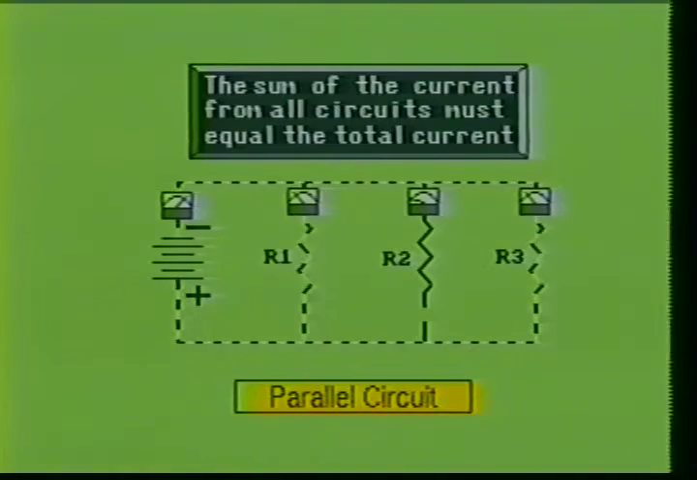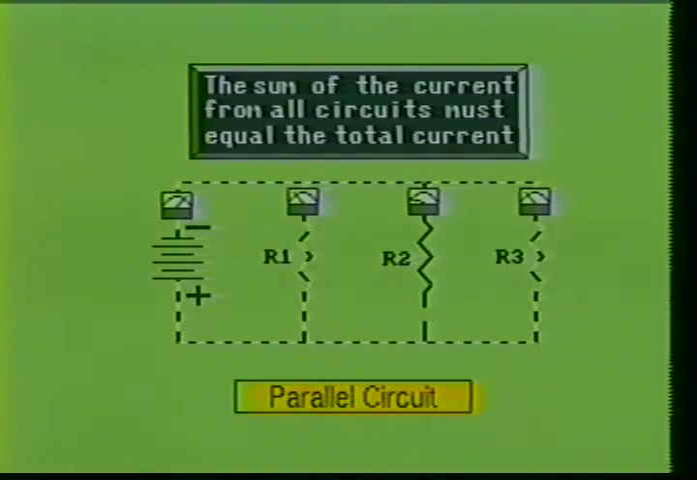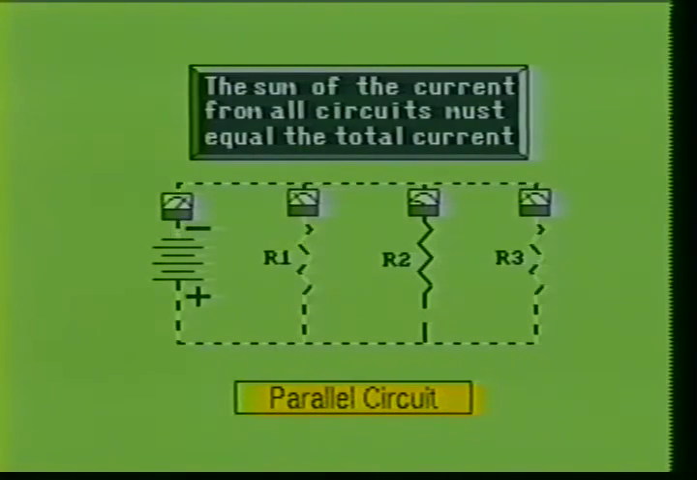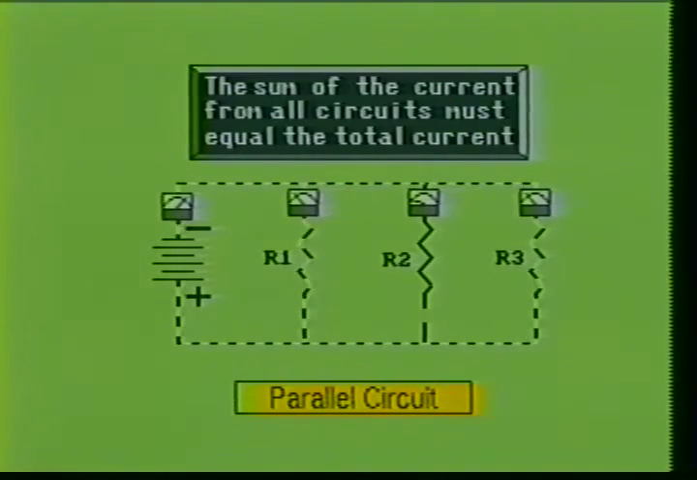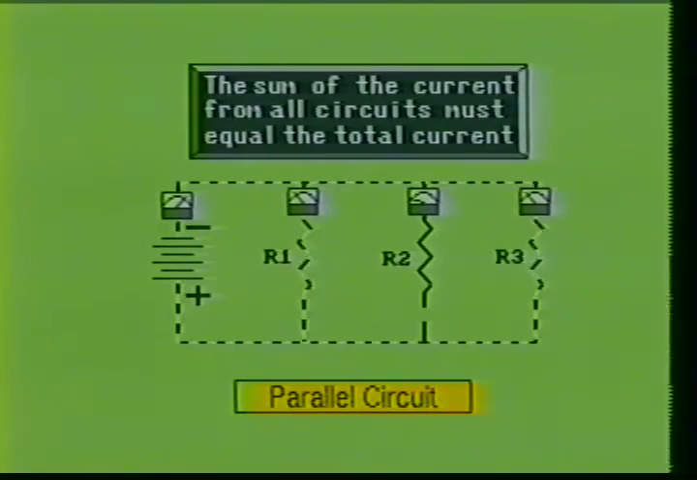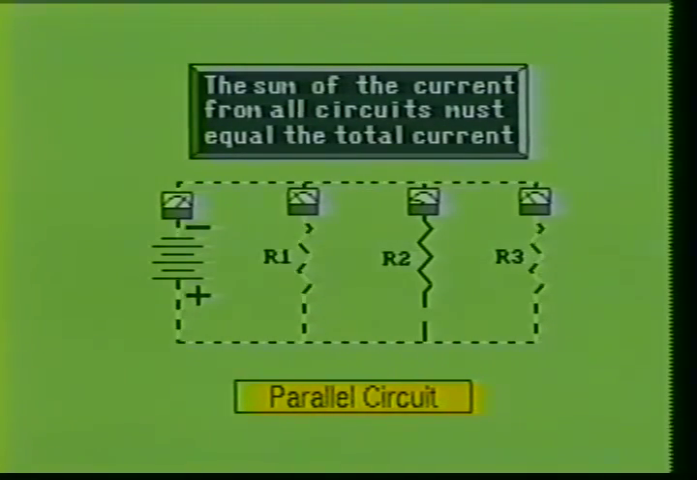Kirchhoff's current law states that the total current entering a parallel branch must equal the current leaving the parallel branch. In other words, if 4 milliamps of current enters a parallel branch and divides and flows through the different paths and then recombines, then the 4 milliamps of current must also leave the parallel branch.